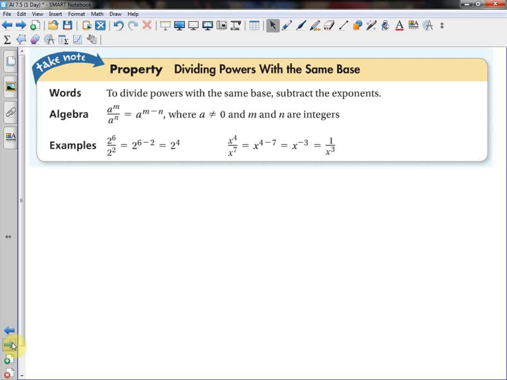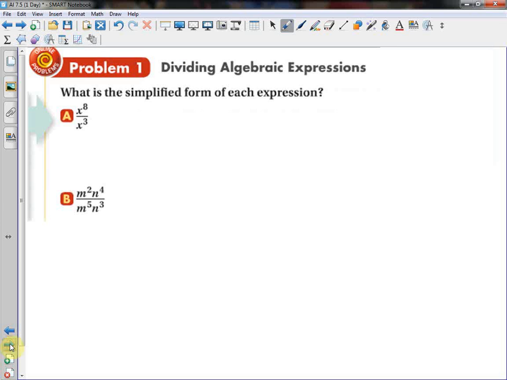So division is pretty much the exact opposite of multiplication, right? When we did multiplication with like bases, we added the exponents. If we're going to do division with like bases, we subtract the exponents. So here where we have 2 to the 6 over 2 to the second, we get 2 to the 6 minus 2, which is 2 to the 4th. Okay? So let's try a couple.